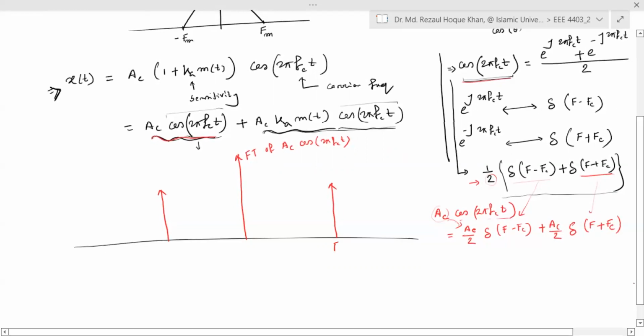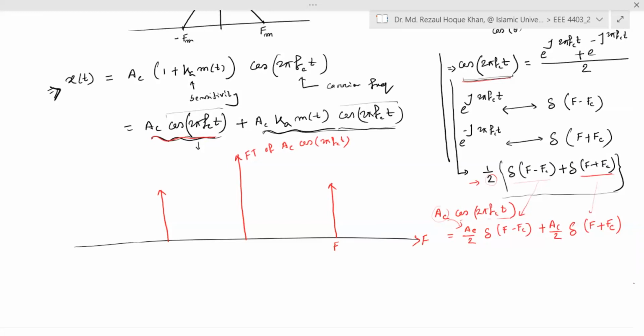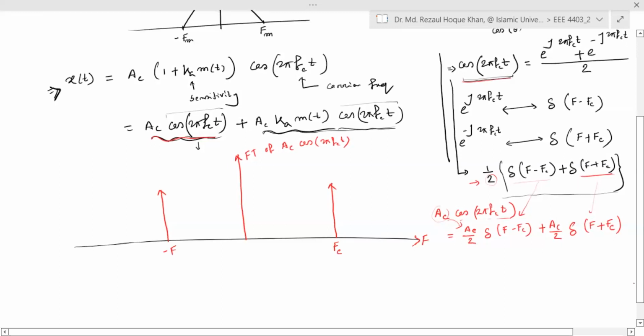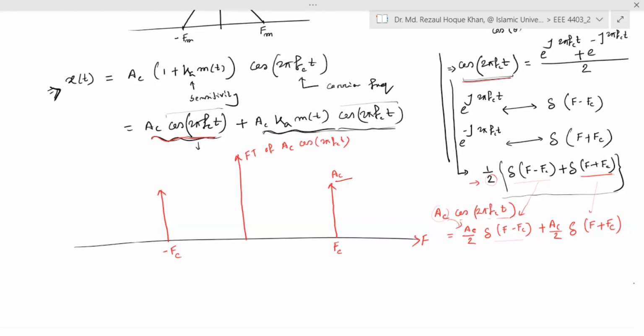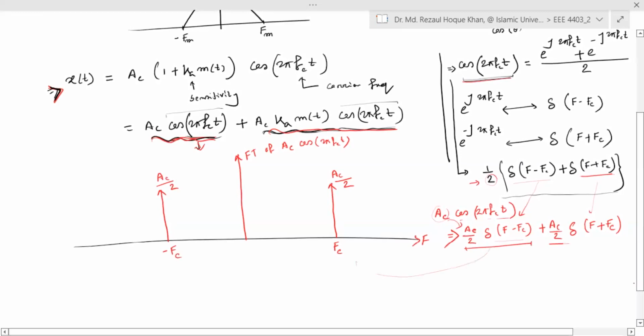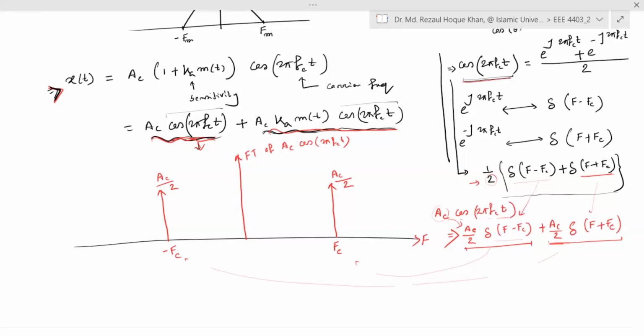Okay. So this is actually in the frequency domain. We are writing the Fourier transform, which means this is in the frequency domain, where we have Fc and minus Fc, and this delta amplitude is Ac by 2. This amplitude is also Ac by 2. So we have drawn these two individual parts. We can see that our modulated signal can be divided into two components, and we express this component by this equation, where we have two portions, this portion here and this portion here. So we are done with this part.